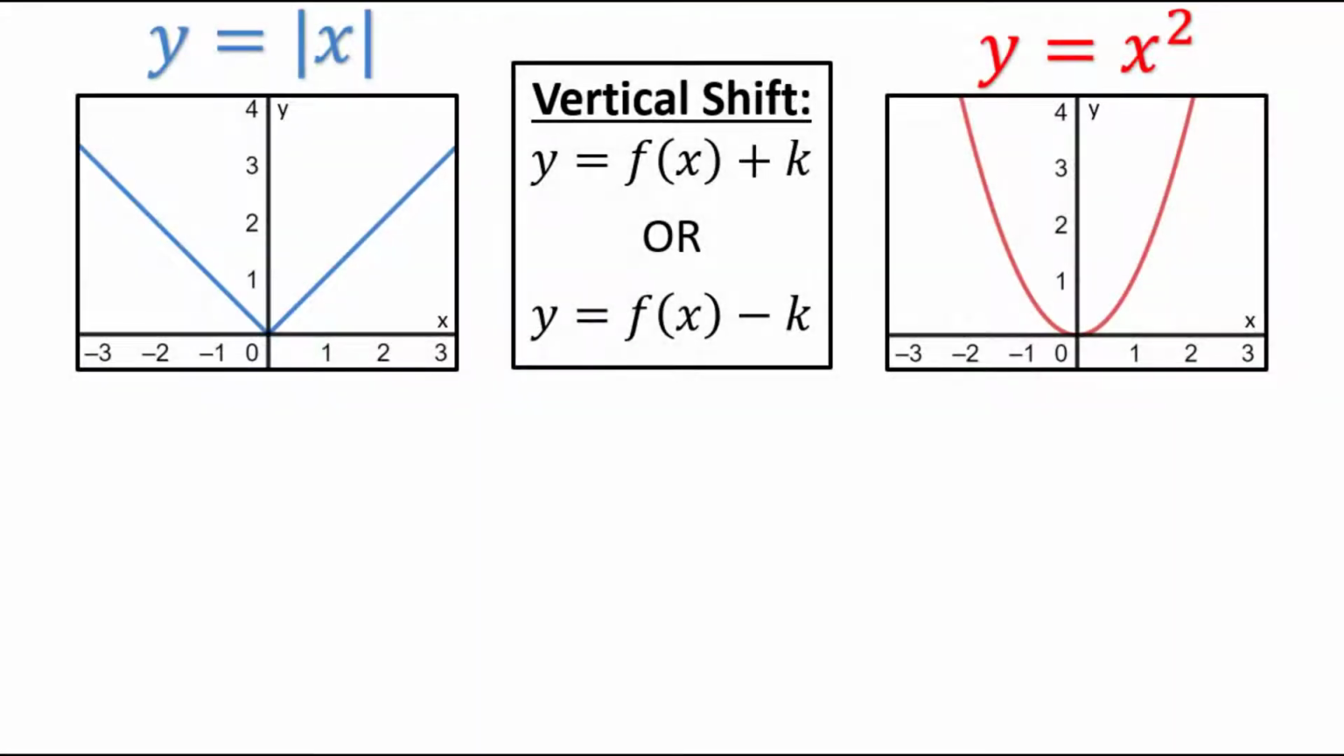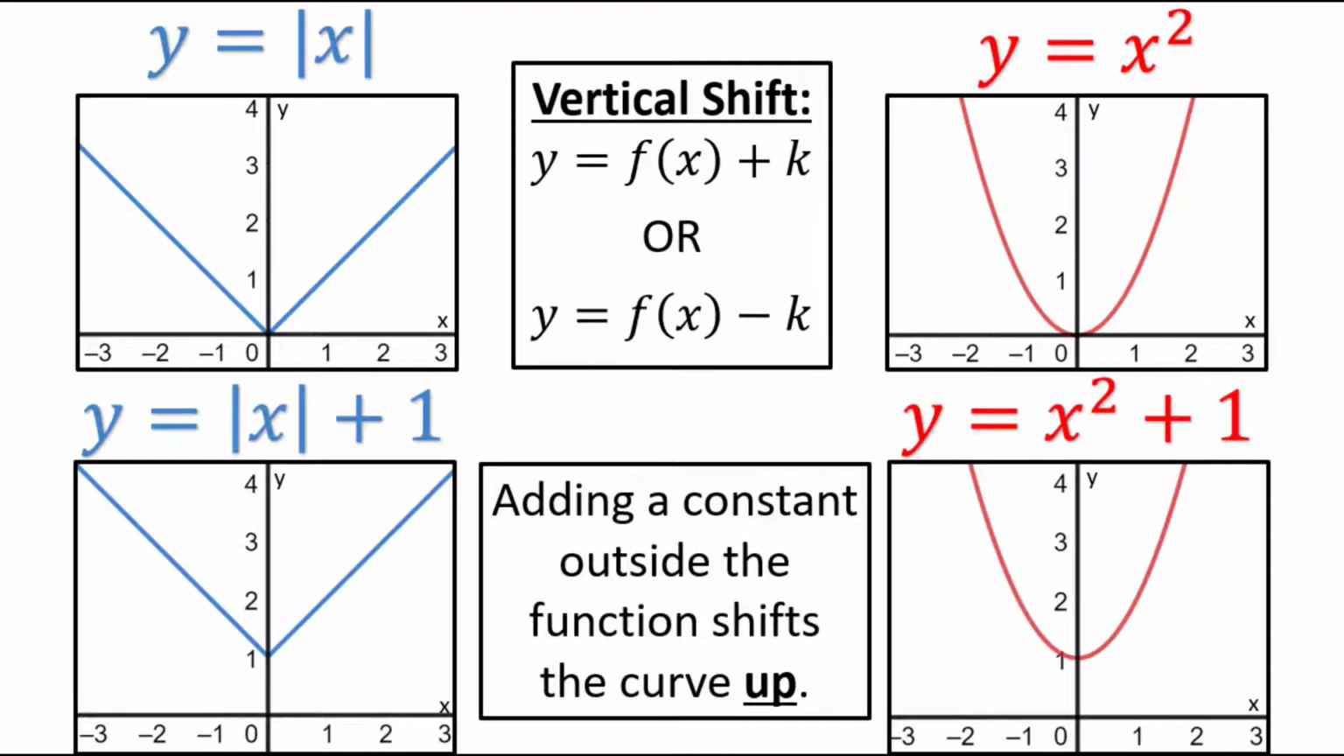The most basic and easiest to understand translation is a vertical shift. If a number is added to or subtracted from the parent function, the graph must be shifted up or down the appropriate number of units. F of x in general just represents the function of x, which in our case is either the absolute value of x or x squared, and k represents a constant number such as 2 or 4.